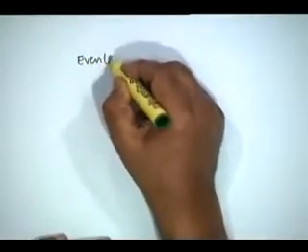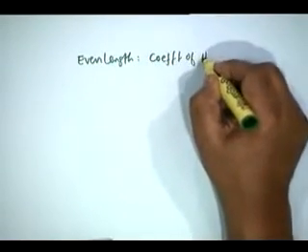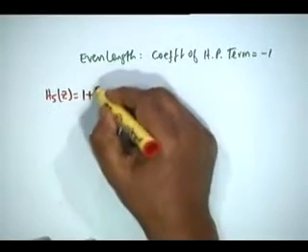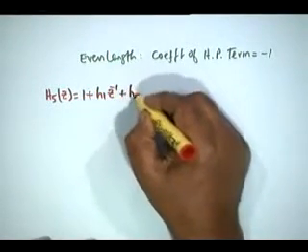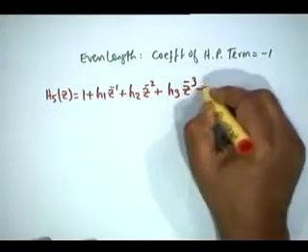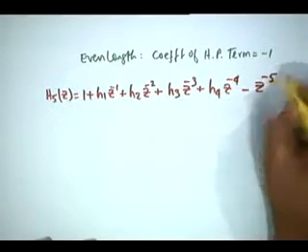Finally, the case of even length and coefficient of highest power term equal to minus 1. So, we have to go for anti-symmetry. H5 of Z equals 1 plus H1 Z inverse plus H2 Z to the minus 2, H3 Z to the minus 3, H4 Z to the minus 4 minus Z to the minus 5.